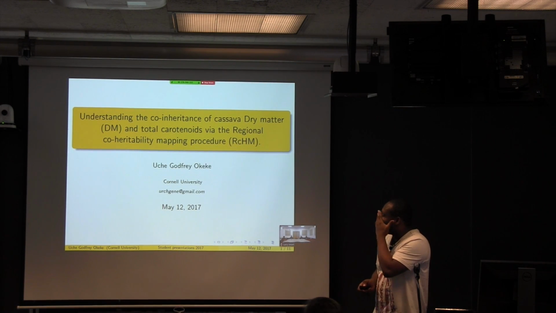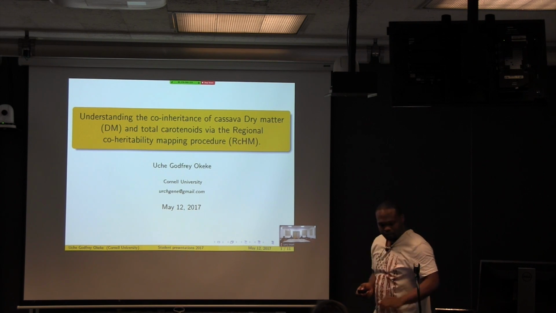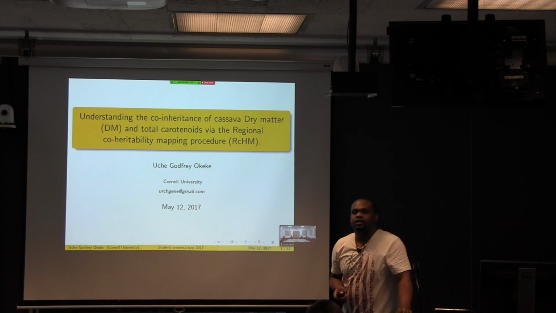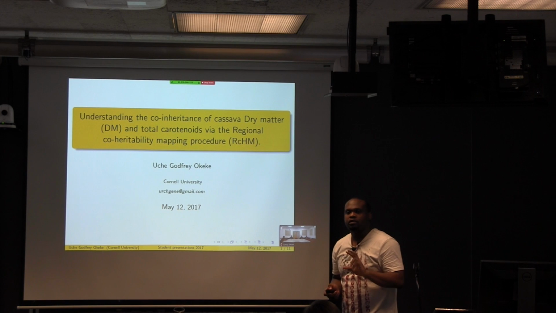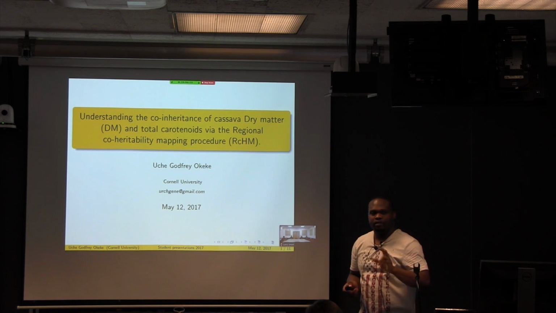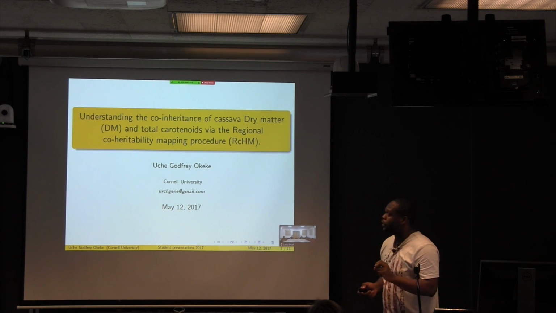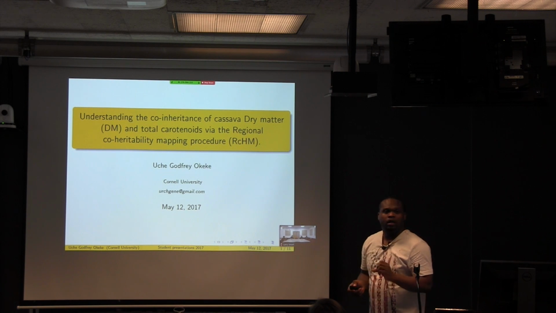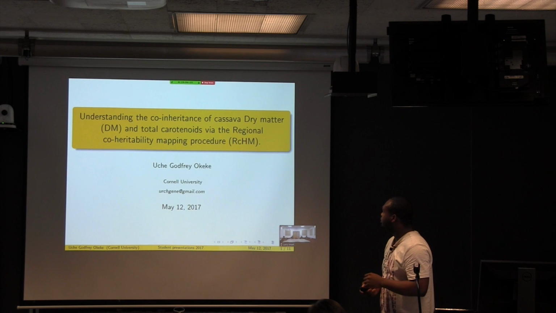So I'm going to be presenting today, trying to understand the co-inheritance of two traits that are very important for our breeding program. We're using a method called regional co-heritability mapping. Now I'll go into that.